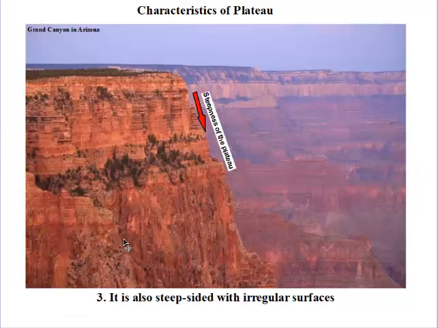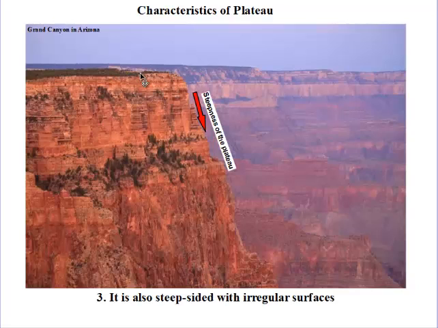Plateaus also have steep sides with irregular surfaces. Even though plateaus are seen as having a flat summit, the summit is not smooth. It is very irregular. They have bumps all over their surfaces.